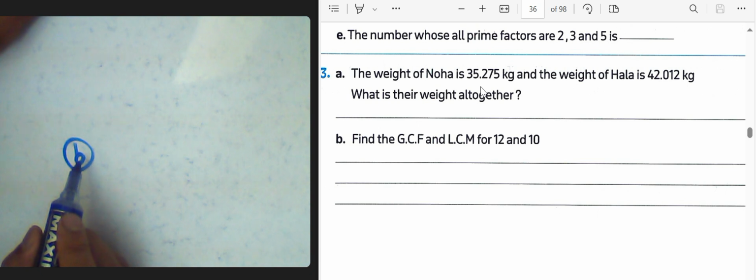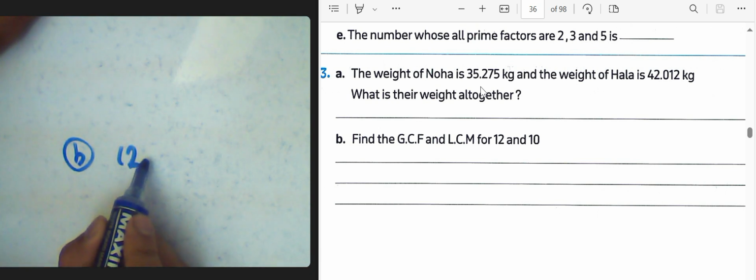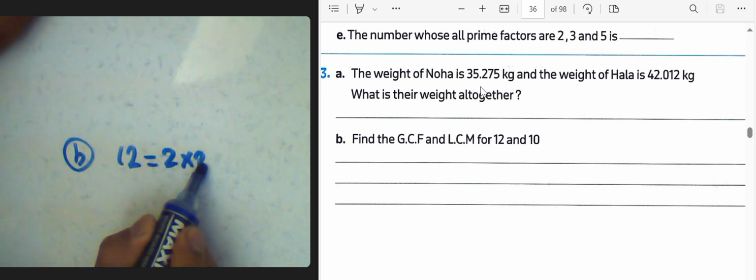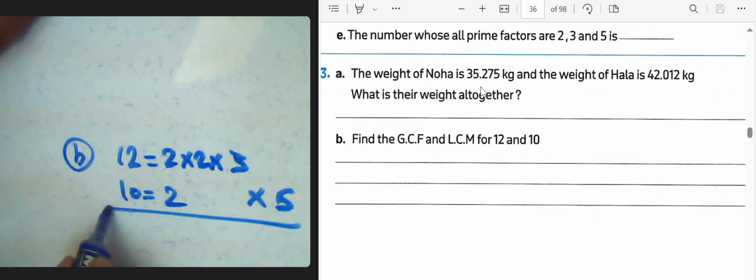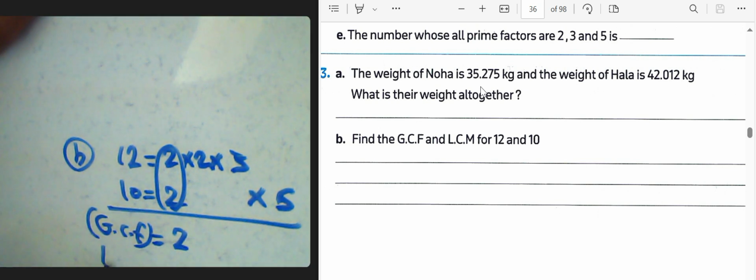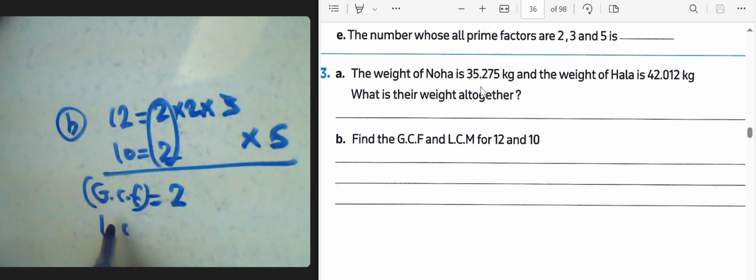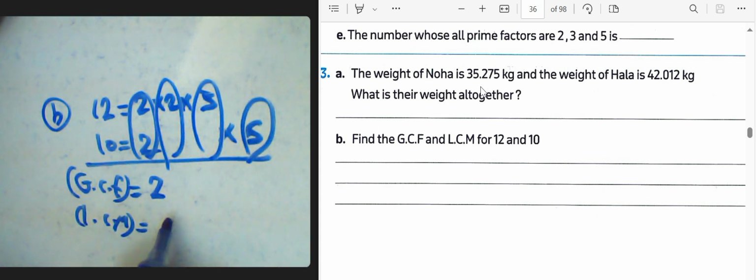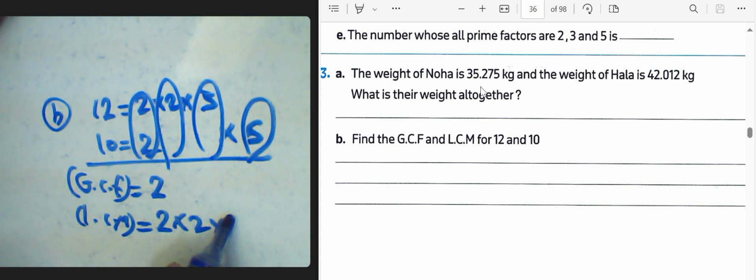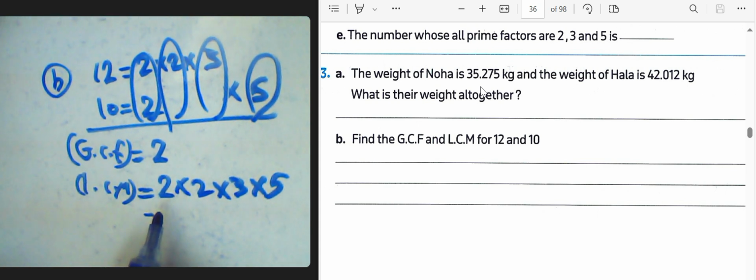Question B: find the least common multiple of 12 and 10. First, we know 12 equals 2 times 2 times 3 and 10 equals 2 times 5. Then we can find the greatest common factor between them, which will be 2. For the least common multiple of two numbers, we circle all the numbers and write 2 times 2 times 3 times 5. 2 times 2 is 4, 4 times 3 is 12, 12 times 5 equals 60.